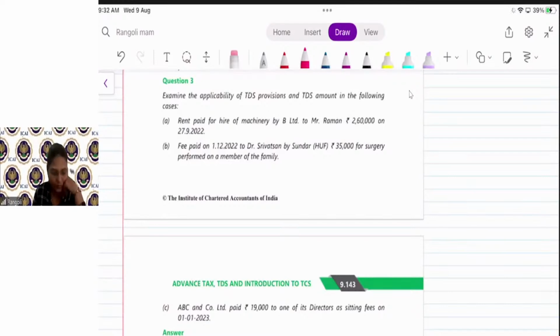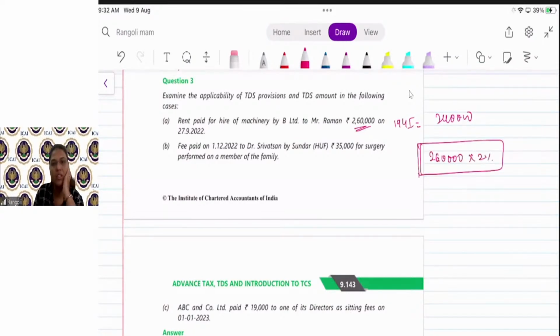Question number 3. Examine the applicability of TDS provisions and TDS amount in the following cases. Rent paid for hire of machinery by B Limited to Raman, 2,60,000 on 27/9/22. Chalo, here TDS is applicable or not? Yes, because under section 194I, TDS on rent, the threshold is 2,40,000. It is more than 2,40,000. So on 2,60,000, TDS is applicable at the rate of 2%. Yes or no? On rent of plant and machinery, the rate of TDS is 2%. Other than plant and machinery, the rate of TDS is 10%.